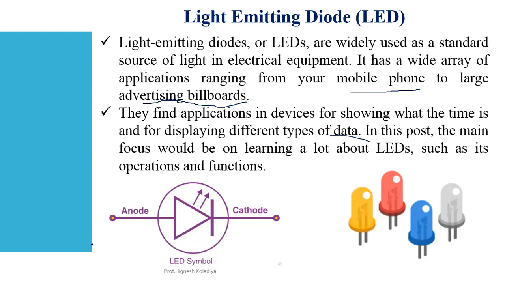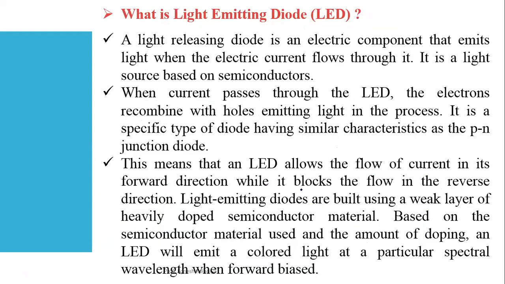So first of all, we'll start from its symbol. You can see the symbol. All of you have to remember all the symbols in this: what is the symbol of diode, then non-conventional diode, then Zener diode, LED, photodiode, tunnel diode, right? So this is the symbol of LED. This terminal is anode, here is cathode, and these two arrows show that it will emit the light. Okay. So what is LED?